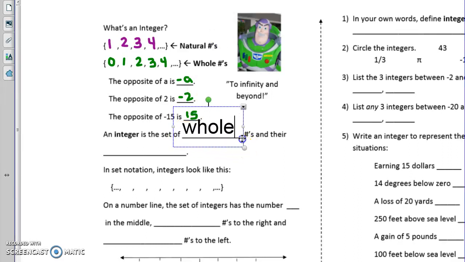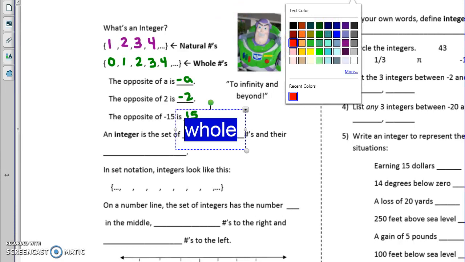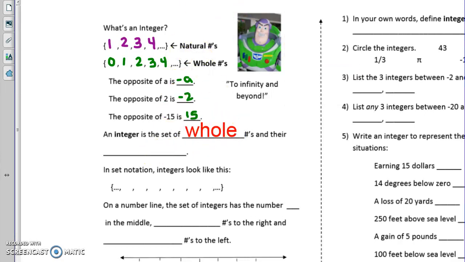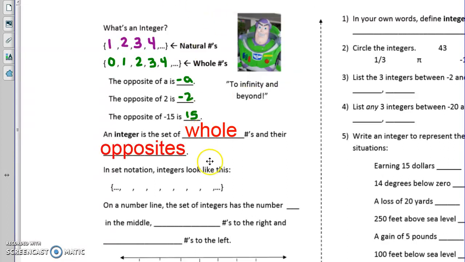So I need you to fill out the word whole right here. And I'm going to put it in red ink because I think red ink makes it stand out better and it makes us realize, hey, this is important. And the set of whole numbers, when we put them together with their opposites, forms the set of what we call integers. So integer is the topic that we're learning about.